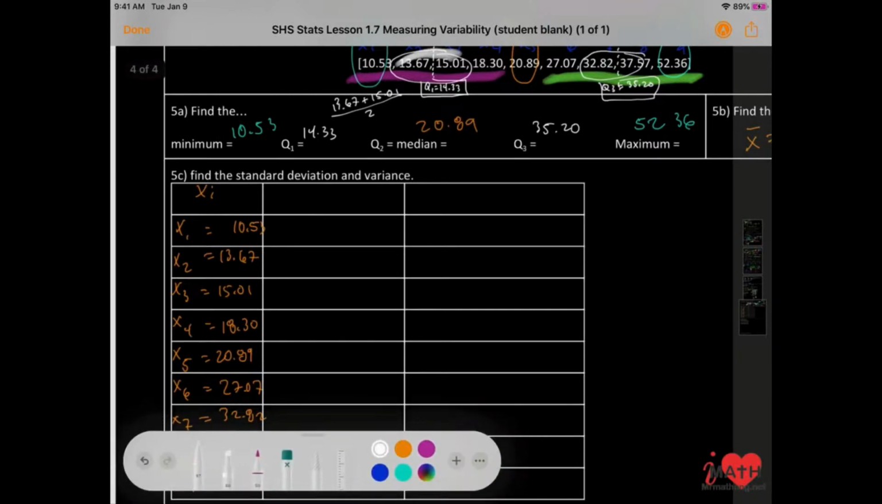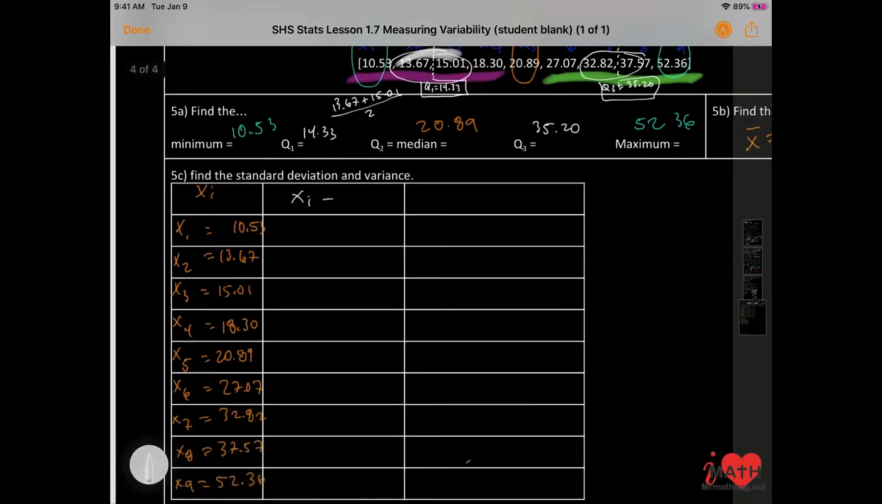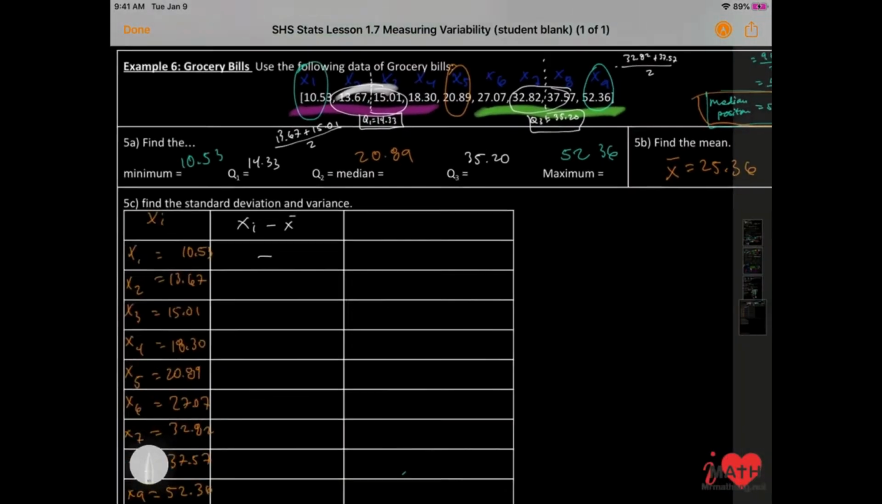Okay, what do we do now? We're going to take our numbers and we're going to subtract it from the mean. So I'm going to have to take 10.53 and subtract it by the average that we just found, which is 25.36.